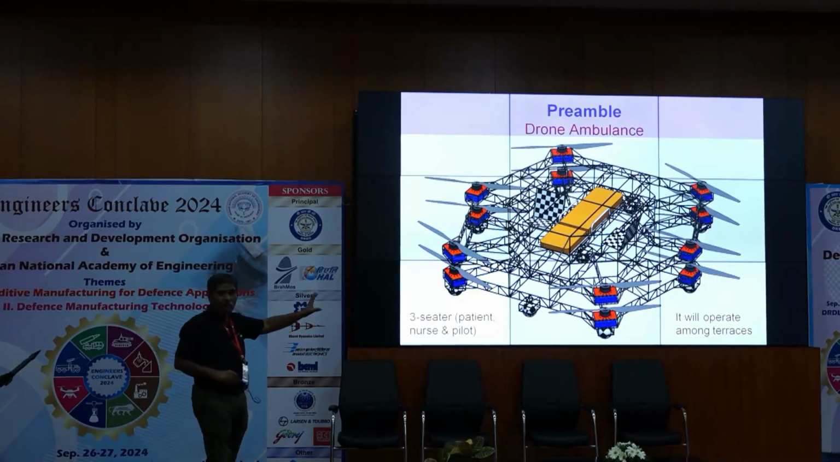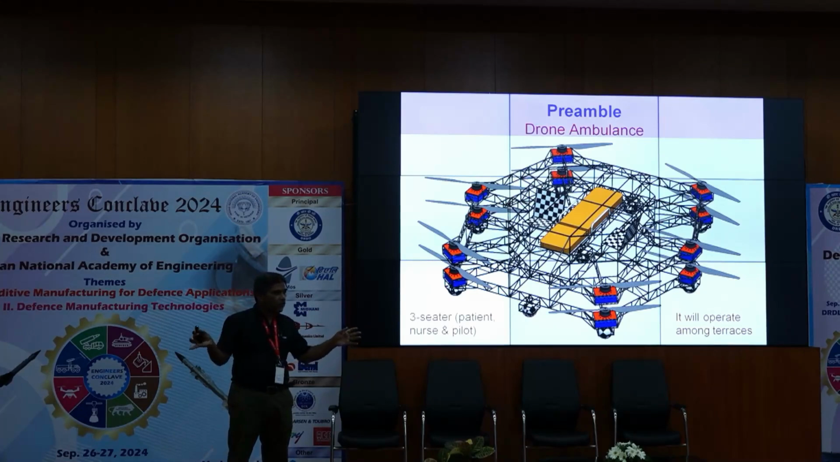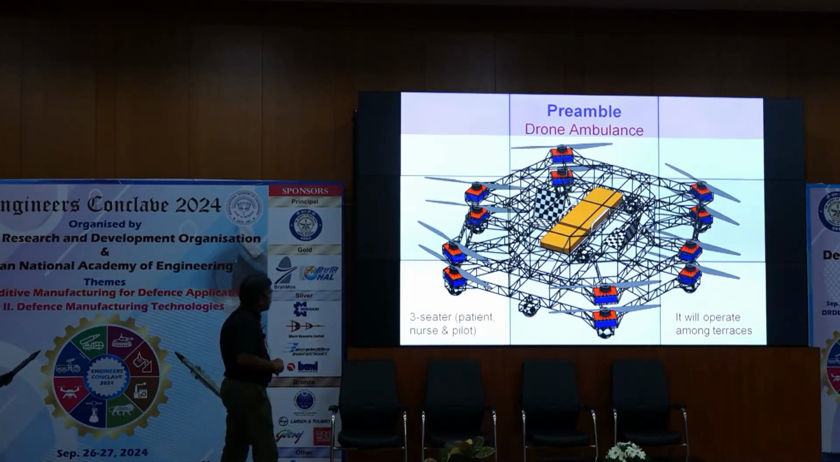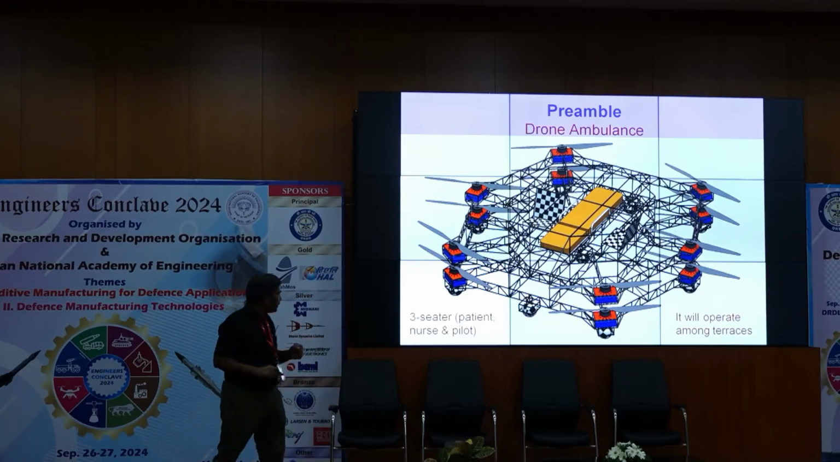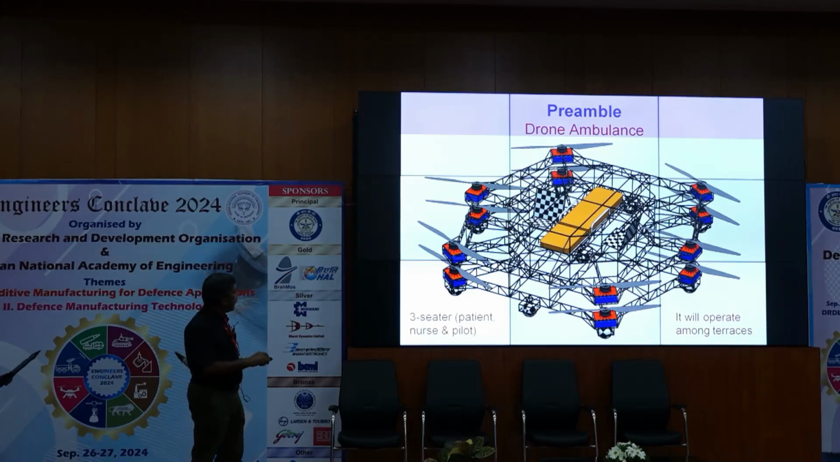This is the ambulance concept. Don't worry about the structure. Look at it as only a chassis of a truck. You can give enough protection and other covering surfaces. The blades are going to be 62-inch carbon fiber blades. This will be a 3-seater, the patient will be in the middle, and on either side will be the pilot and the nurse.